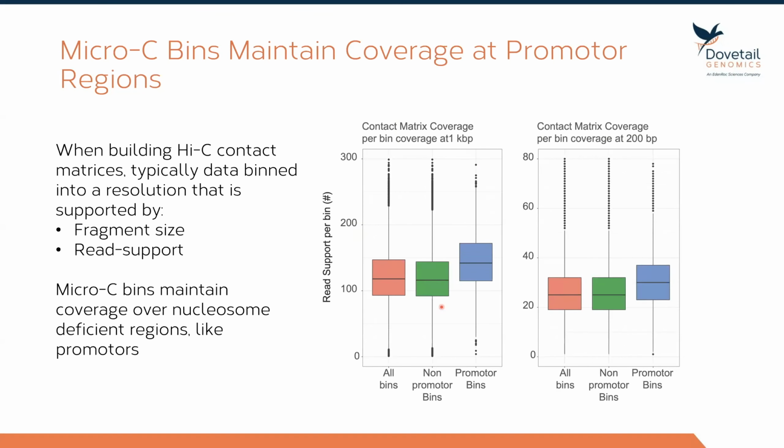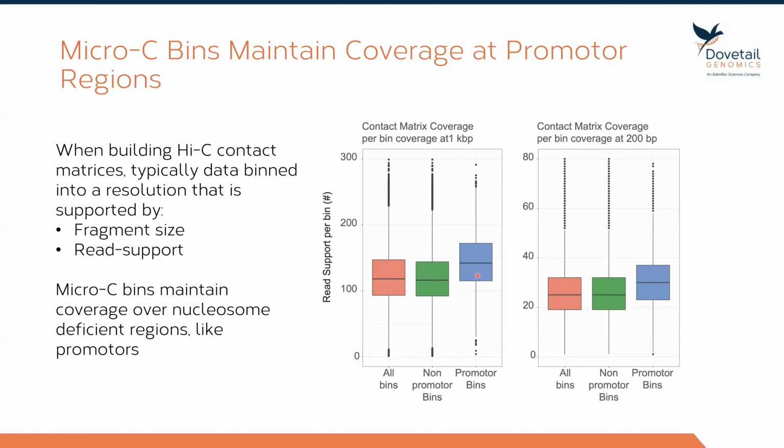So the last bit of proof for that promoter region, or nucleosome-free region, coverage is that I've built contact matrices on the human genome at 1 kb and at 200 bases. And I simply ask, what is the coverage? How many reads support each bin for all bins, bins that don't overlap promoters, and bins that overlap a promoter? What we see is a slight increase of coverage over promoter regions, largely because active promoters are usually associated with a histone mark, H3K4 trimethyl. So there is a histone nearby that we're capturing.